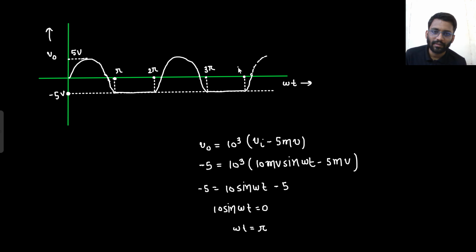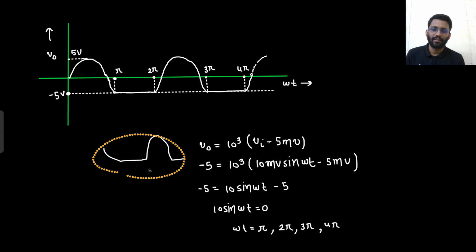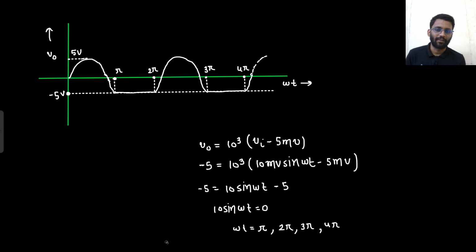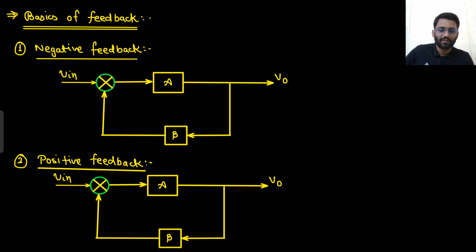This will be 4 pi. Well and good, because omega t will certainly be pi, 2 pi, 3 pi, 4 pi. At 0 the scene is different, but this is how the waveform will continue, right? The steady state waveform will continue something like this, this, and then this, like that, right? So these points are pi, 2 pi, 3 pi, 4 pi. Well and good. Let's move towards the next question.